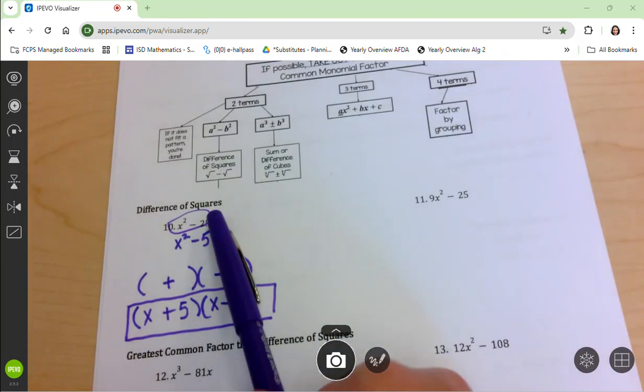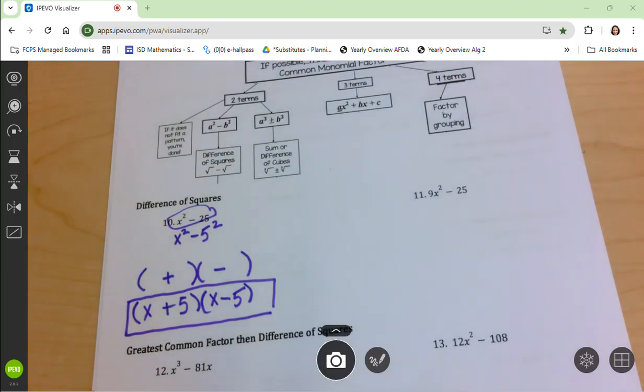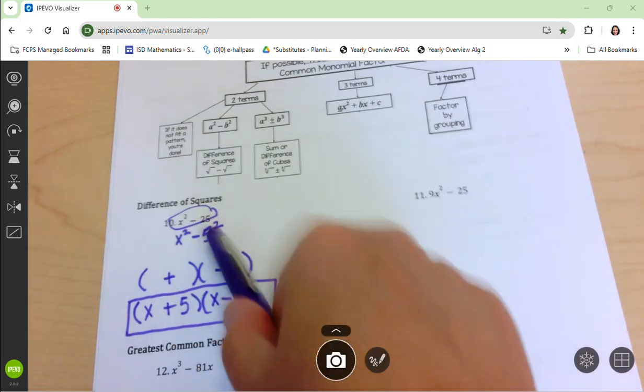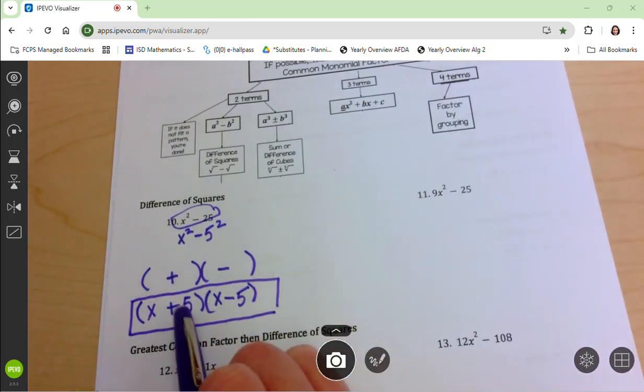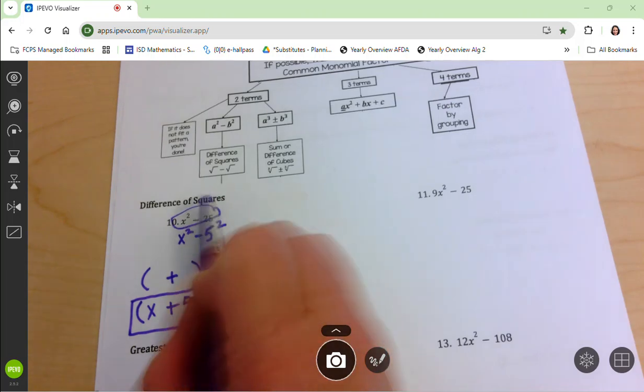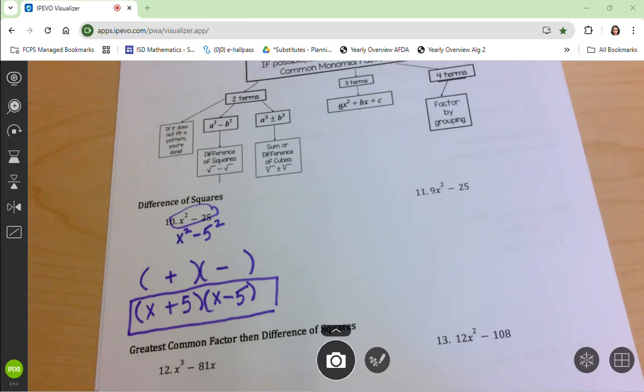Notice it's a minus 25, and that's why we need a plus 5 and a minus 5. If I multiplied these out by distributing, I should get 4 different terms, right? X squared, 5x, negative 5x, negative 25. How come this only has 2 terms? What happened to my middle terms? They canceled out, yeah. So if I were to multiply this out, I would get x squared, negative 5x, positive 5x, and negative 25. My middle terms cancel out. So this is why you can factor the difference of squares.